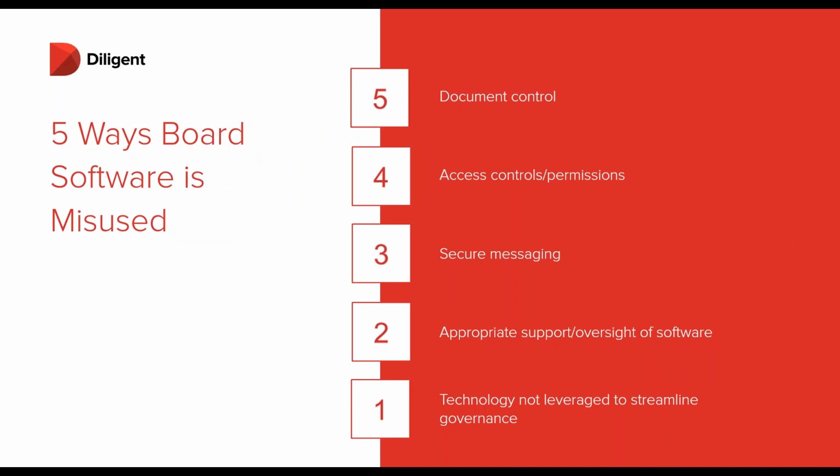So just to quickly recap, these were the top 5. Document control, access controls and permissions, secure messaging, appropriate support and oversight, and then just really making sure that the technology is being used the way that it should be to streamline governance.